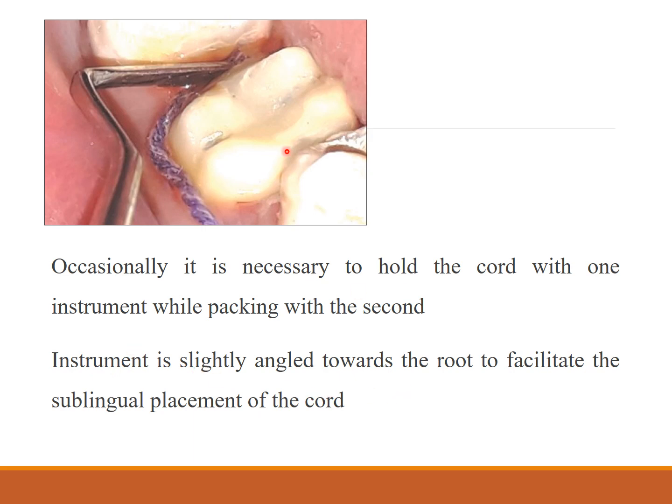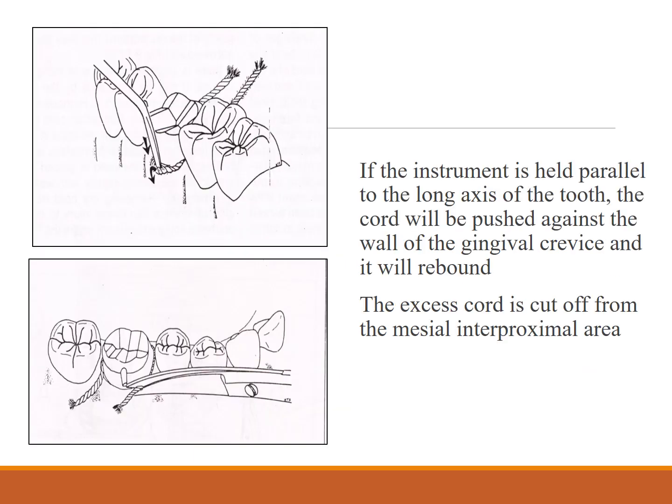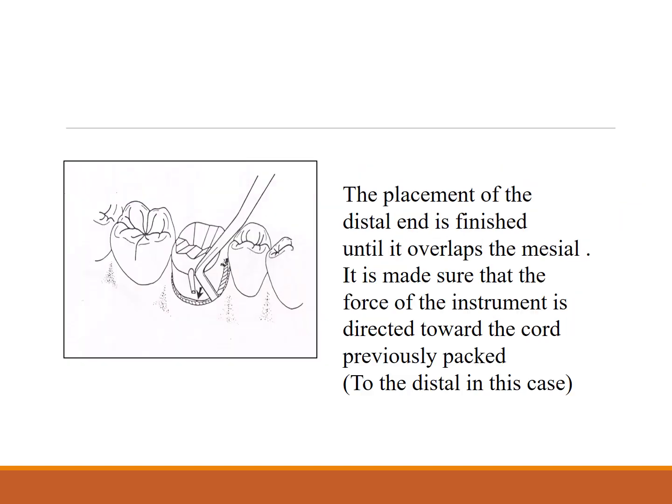The instrument is slightly angulated towards the root to facilitate the subgingival placement of the cord. Ideally it should not be parallel, or otherwise it'll rebound and push. So that is what this diagram is showing. Excess cord is better cut out from the mesial interproximal area. So here you can just cut it out.